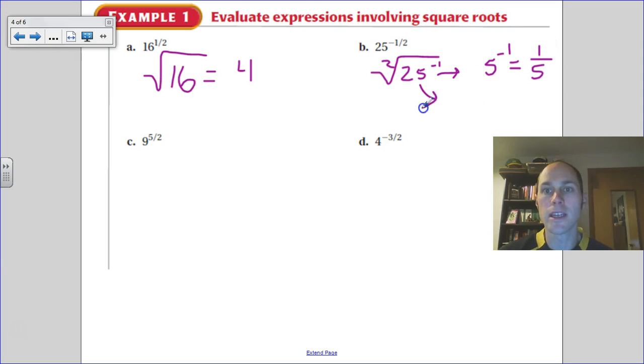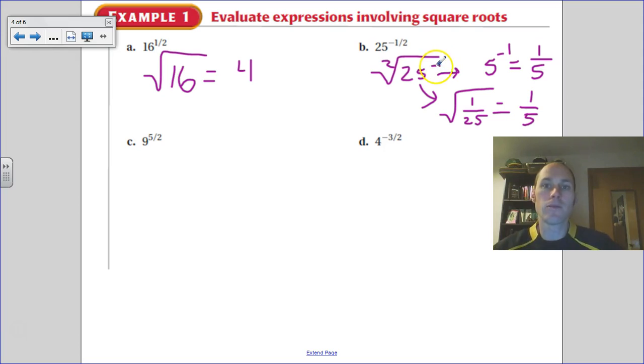Or if I'd prefer to take the exponent first, I have the square root of 1 over 25, because I'm dividing by 25. Then I take the square root of that, square root of 1 over square root of 25, which would be 1 over 5. So you can either evaluate the exponent first or the radical.